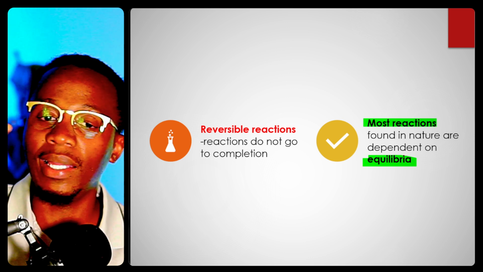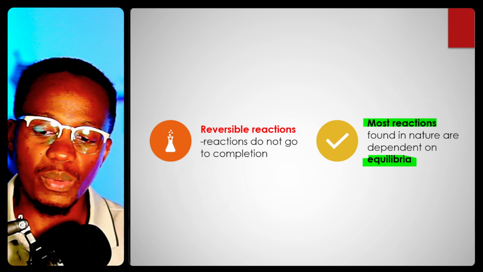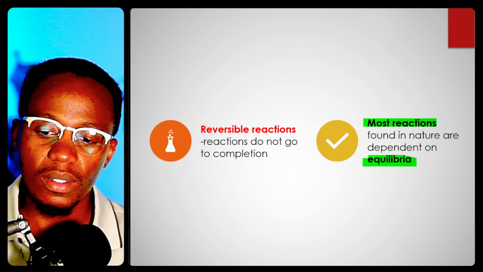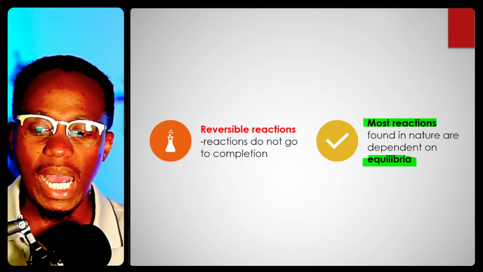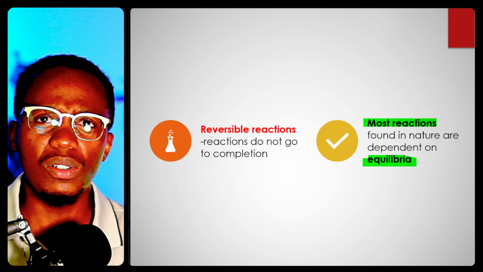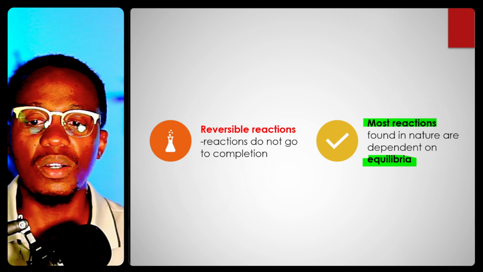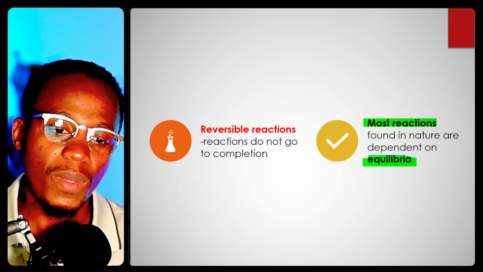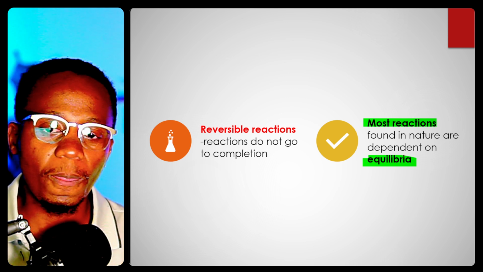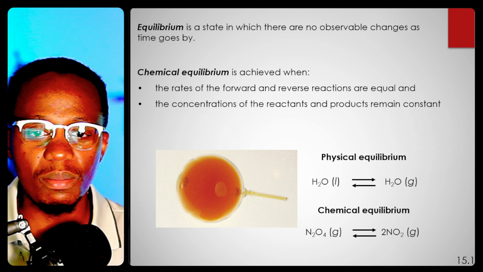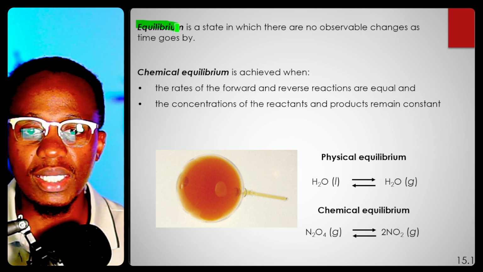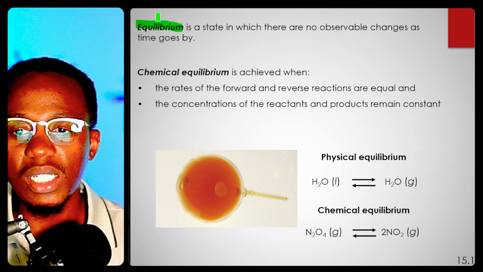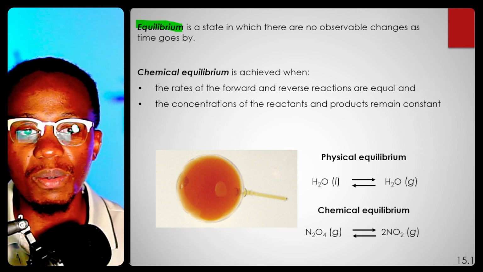So we do that a lot in biological reactions, right? I'm a biochemist, so I deal with mostly biological reactions, and a lot of them are, in fact, reversible, and we're lucky for that. So equilibrium, right? Equilibrium is a state in which there are no observable changes.